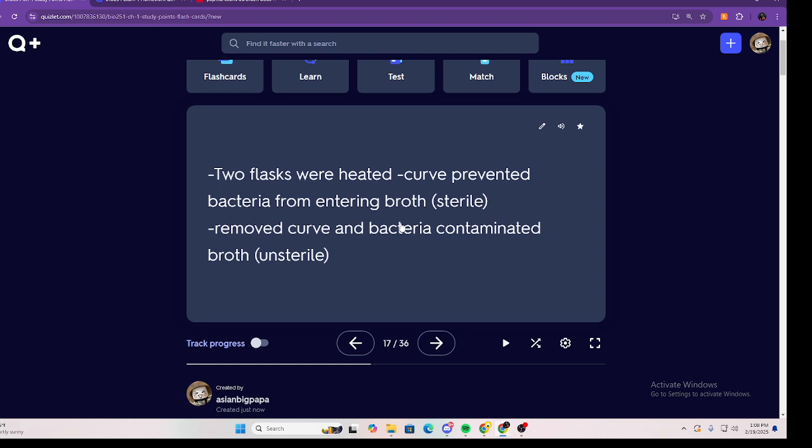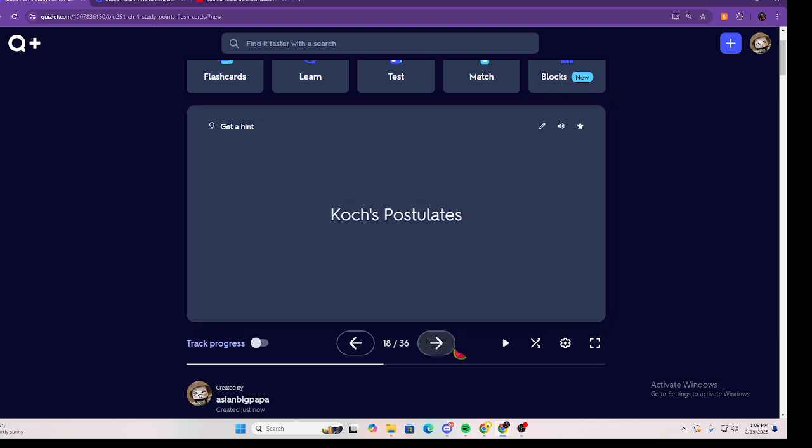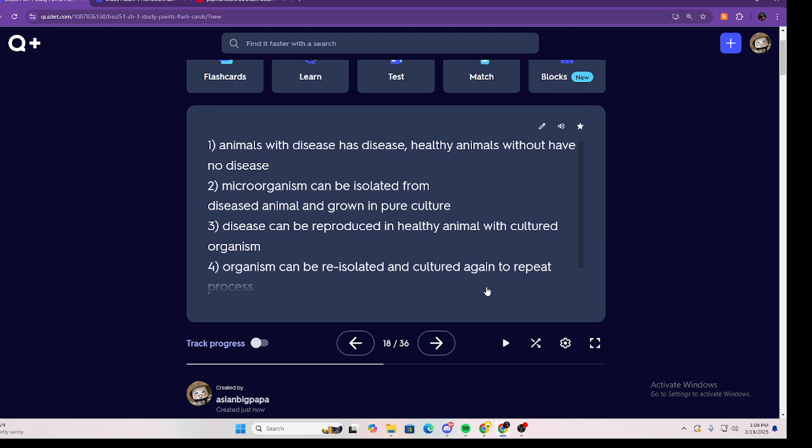You're just unlucky. You just got sick. But basically, this curve prevented bacteria from entering the broth, right? And after he removed the curve, that is when air got into the broth and contaminated it, making it unsterile. So basically, after it sat for a while, it stayed sterile. But once he removed the curve and allowed air to get in, that is when the broth became unsterile and contaminated, disproving spontaneous generation. Koch's postulates, there's 4.